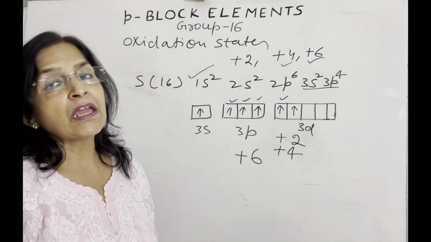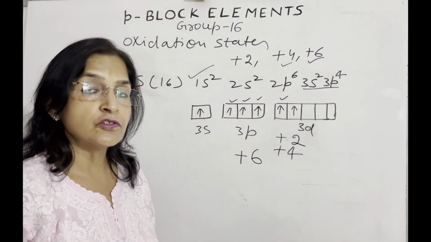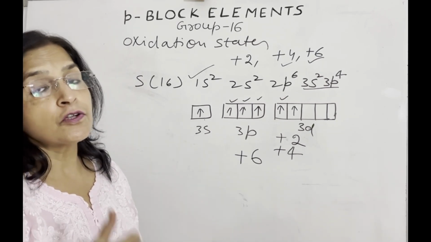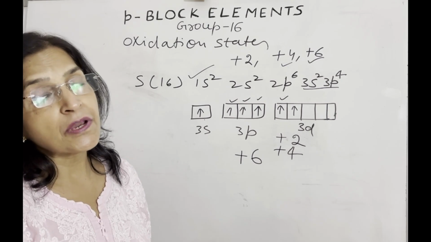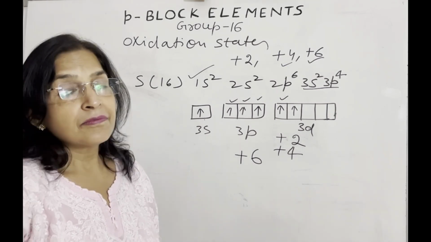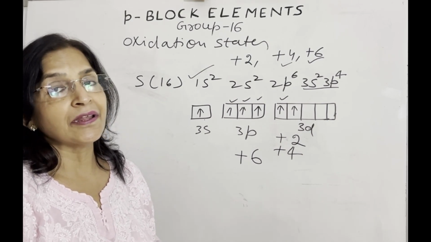So oxygen, being small in size, can't expand its electronic configuration. So oxygen can show only +2 oxidation state. As we move from sulfur to polonium, the tendency to show +6 oxidation state decreases because of the inert pair effect. The +6 oxidation state is more stable in sulfur and least stable in polonium.